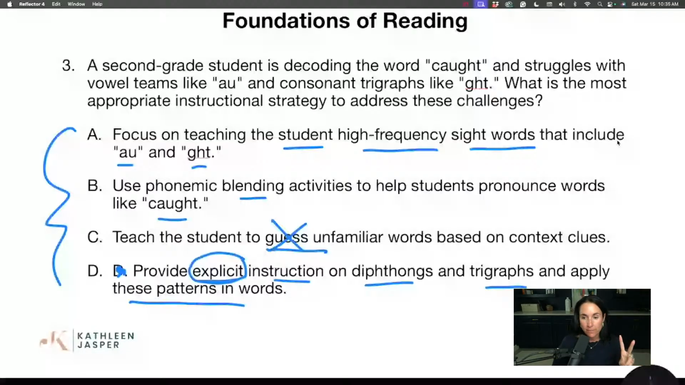Let me talk to you about explicit, systematic, and recursive instruction really quickly. Emily, don't worry, you're going to do great on the test.